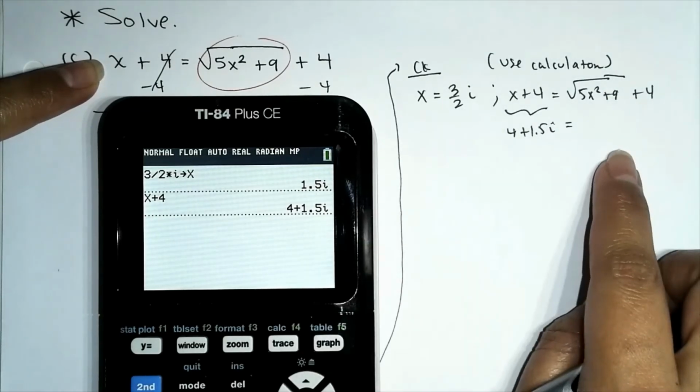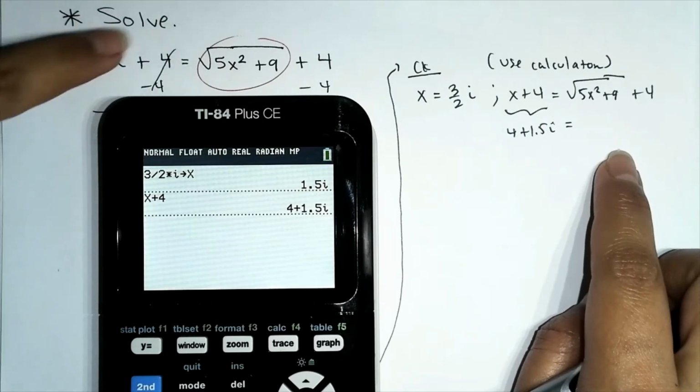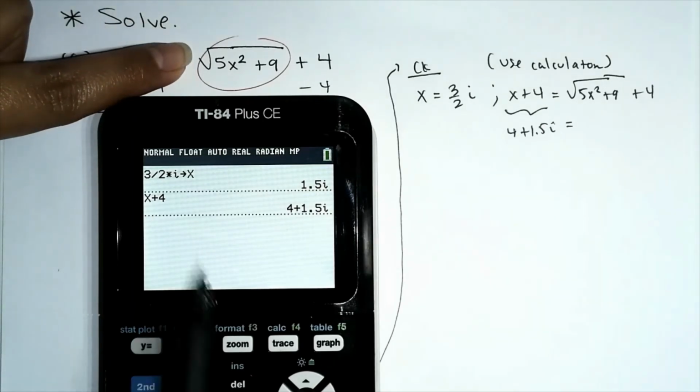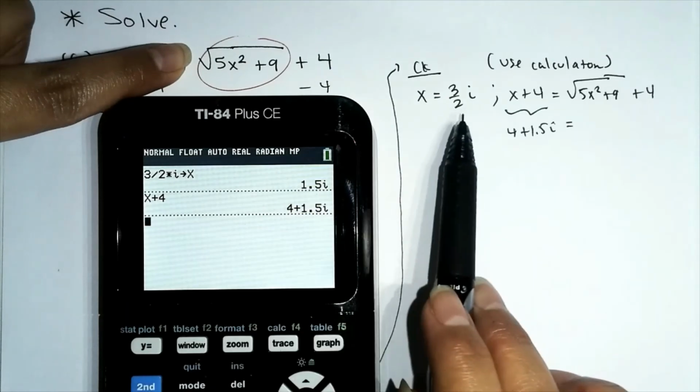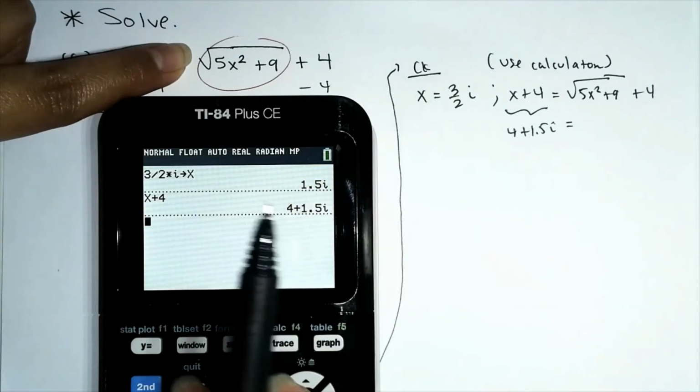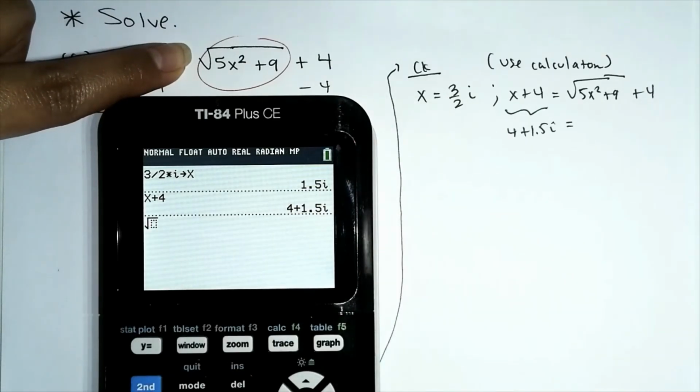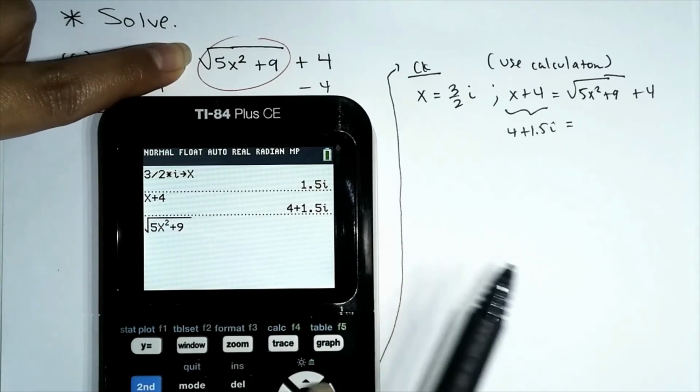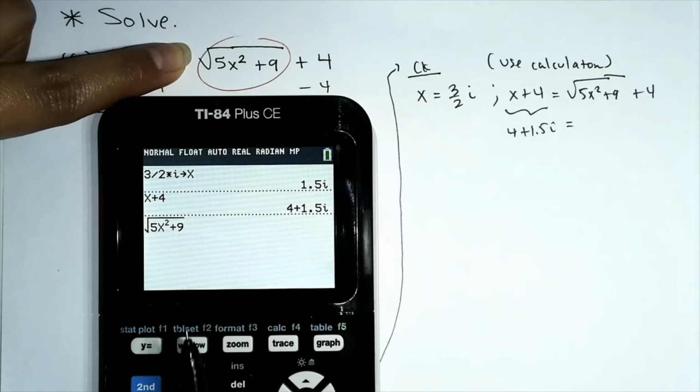So I want to know if the left side equals the right side. Let's go ahead, punch it in. Remember, we still have 3/2 i stored for x. Okay, so we just need to punch in the expression. That would be square root of 5x squared plus 9. Get out of the radical.